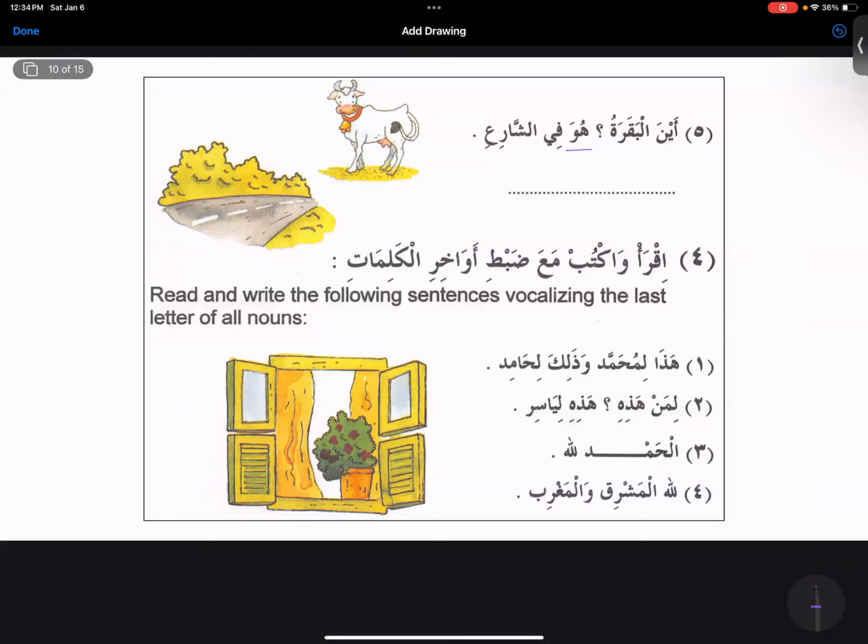Now, Ainal baqaratu? Translation: where is the cow? Okay, answer. Here, fi shari'. What does shari' mean? Street. He's on the street. So instead of huwa, it should be hiya. Very good. And now, what is fi? In. Harf jar. And shari'i is ism majroor. Mashallah, I love when you guys use these terms.